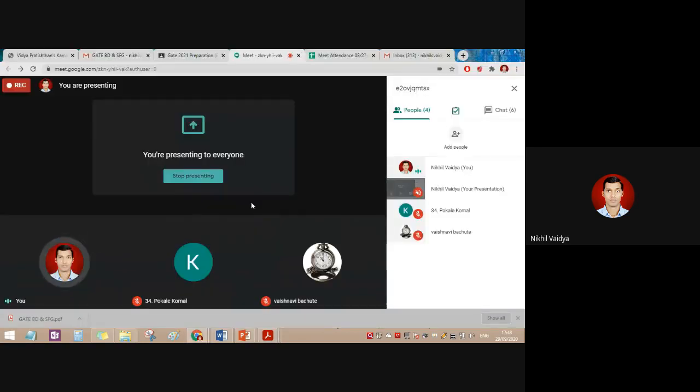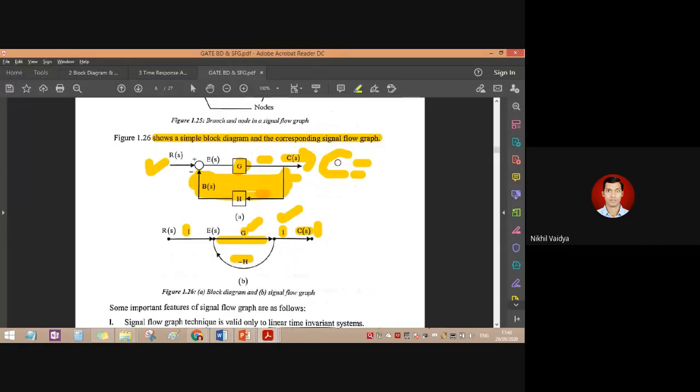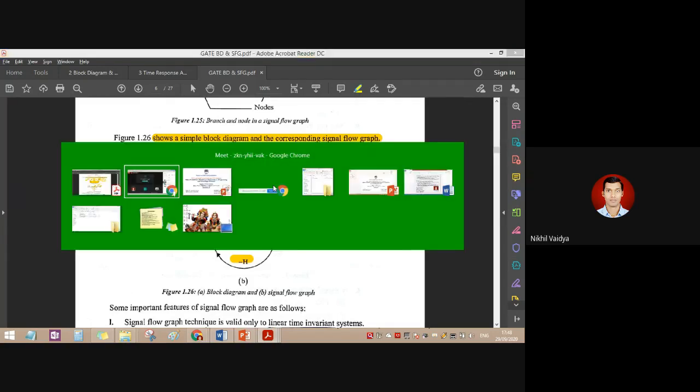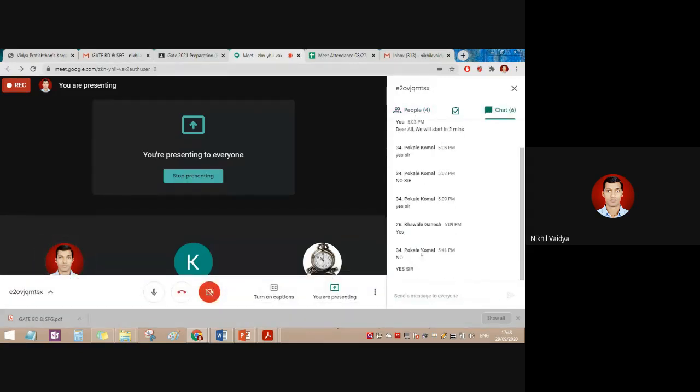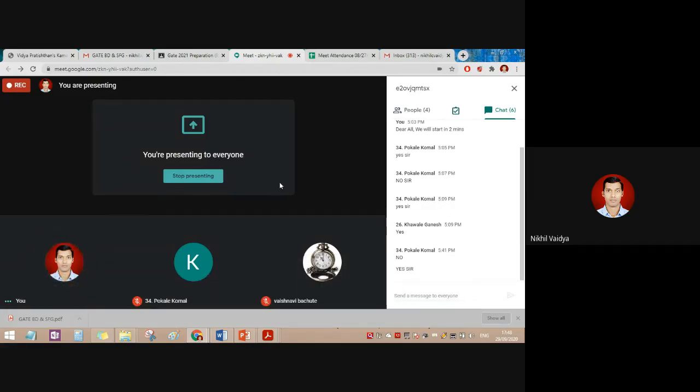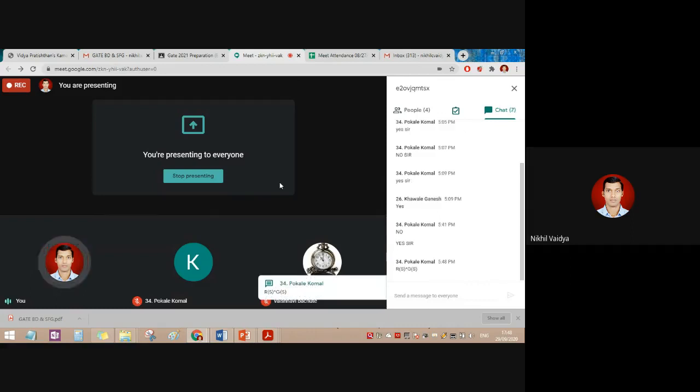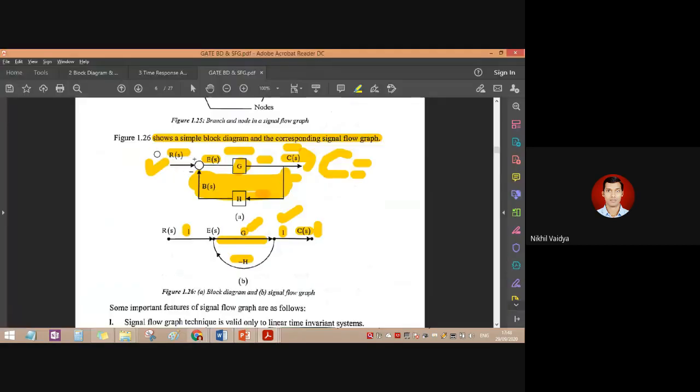Can you tell, Komal or Vaishnavi, what will be the value here? C of s is equal to what? Don't consider E of s also. Let us take R of s and G of s only, and C of s. I am asking you the value of C of s. Wonderful. R of s into G of s, that will be the value. So C of s is equal to R of s into G of s.